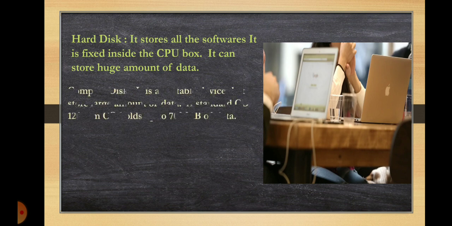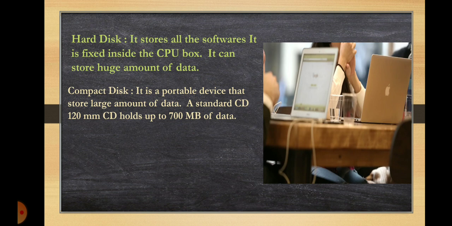Next is CD. CD is a portable device. Now the question is, what does portable mean? The word portable means something which can be carried from place to place easily. CD is a portable device. It can store large amount of data. A standard CD which is of 120 mm can hold up to 700 megabytes of data.